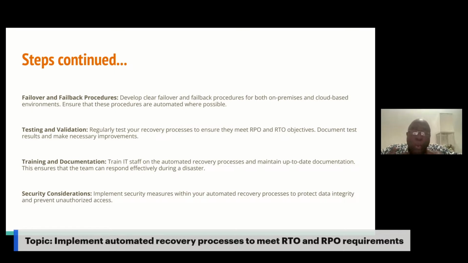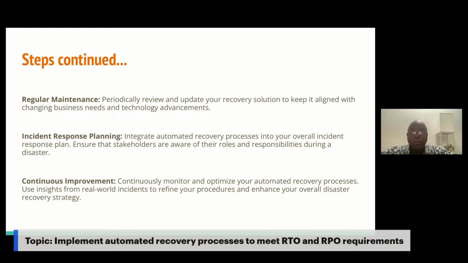Another very important thing you need to look at is security. You need to implement security measures around your automated recovery process to ensure that the processes are protected against data manipulations and all that. So let's see how to do this.